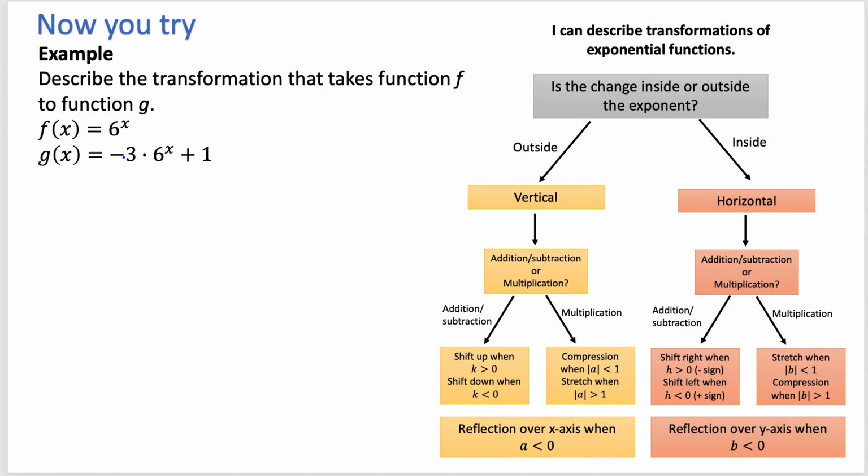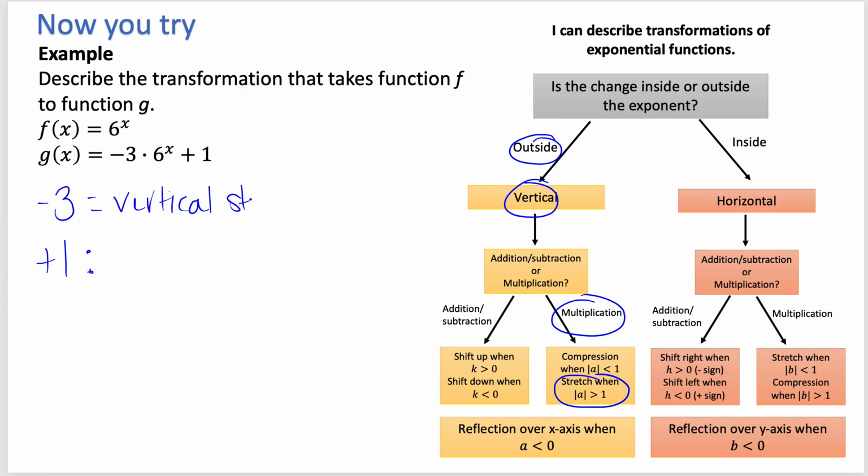Now you can go ahead and pause the video and try this example on your own. Okay, so let's think about what's new here. We have a -3 in front. 6 to the x has not changed, and then we have a plus 1. That -3 in front is on the outside, so it's going to be a vertical change. It's being multiplied. It's a number that's bigger than 1, so it's going to have a vertical stretch. But it's also going to have a second effect because there's a negative in front, which is a reflection. That a is not only bigger than 1, it's also less than 0, so we would say it is also reflected over the x-axis.